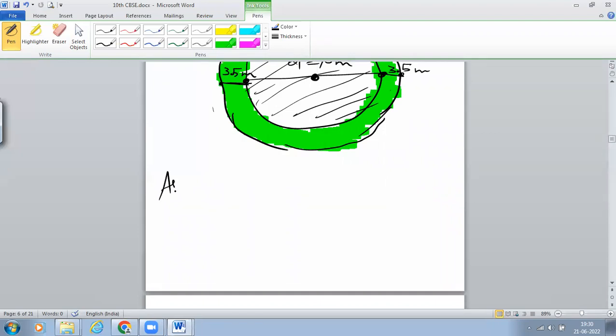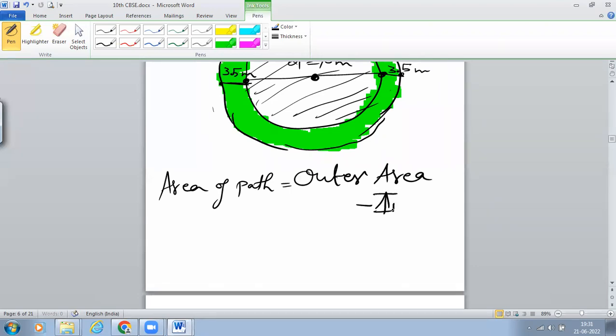Okay, therefore, here you have to find the area of the path. So first you all write like this: area of path is equal to, because that circular path is surrounding the circular field, area of path is equal to outer area minus inner area. Are you able to understand this step? Yes, sir. Okay, outer area minus inner area will give you the area of the path.